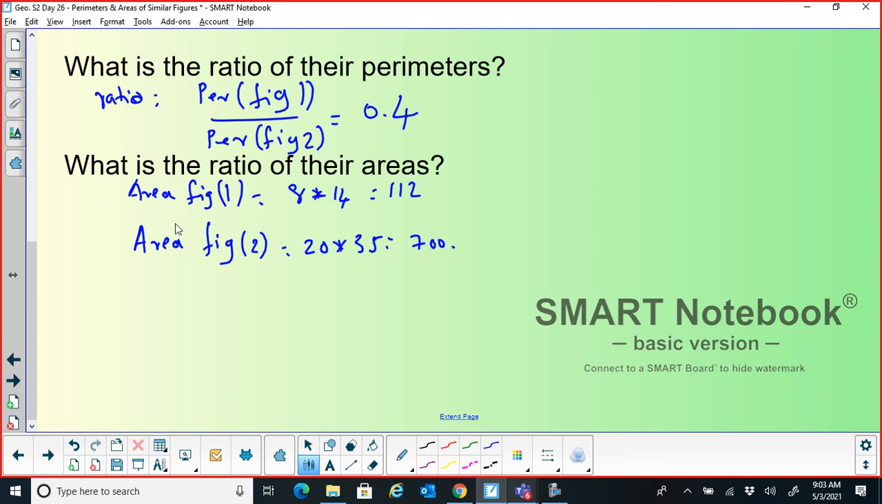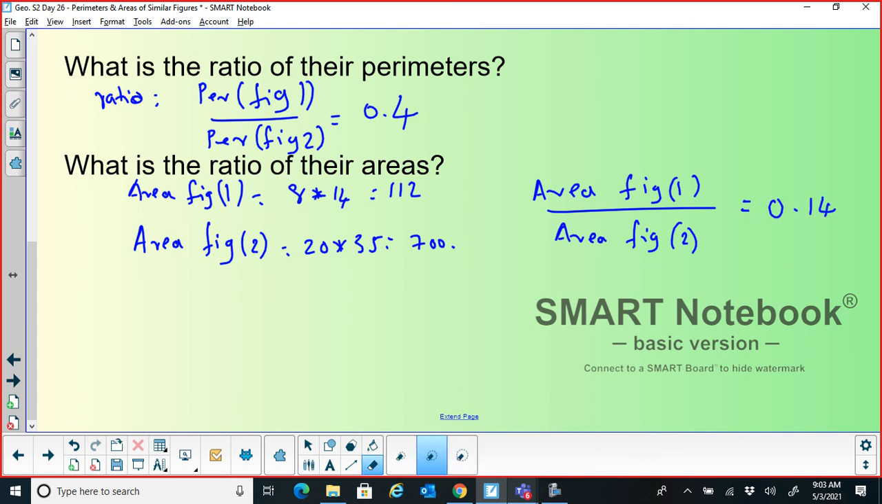Same way, let's compare here the ratio of area of figure 1 is to area of figure 2. Let's see what we will have. 112 divided by 700 gives us 0.16. If I do 112 divided by 700, I'll get 0.16. 0.16 is nothing but 0.4 squared.